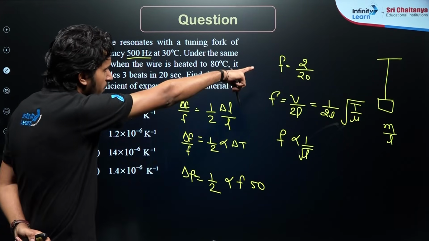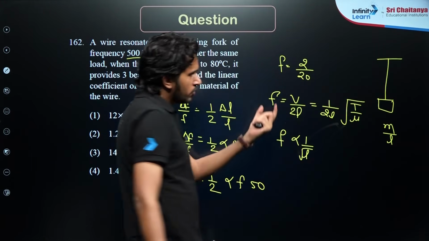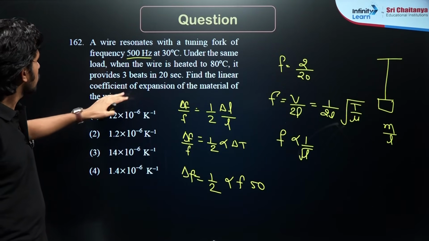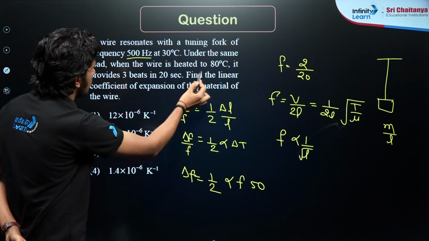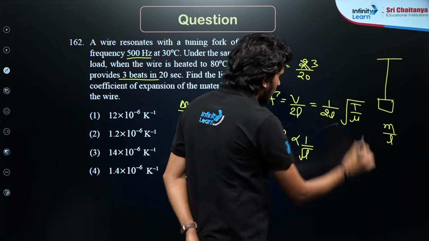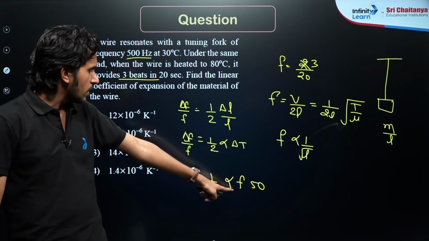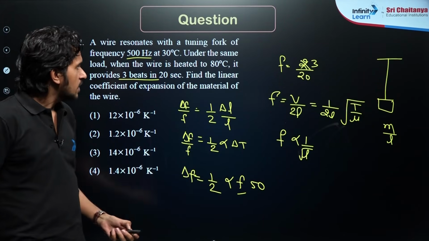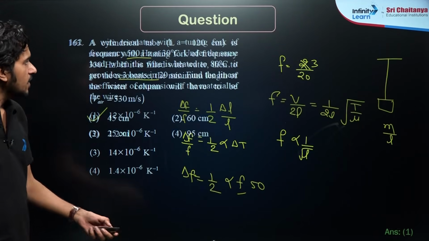Delta F, put that value. That is what? Beat frequency, right? Change of beats. So that is not 2 by 20. Under the same load, when the wire is heated, 3 beats in 20 seconds. So that's my mistake. Write 3 by 20, put that value here and find the value of alpha. F equals 500 Hertz. Then we have the answer, and then we have the next problem.